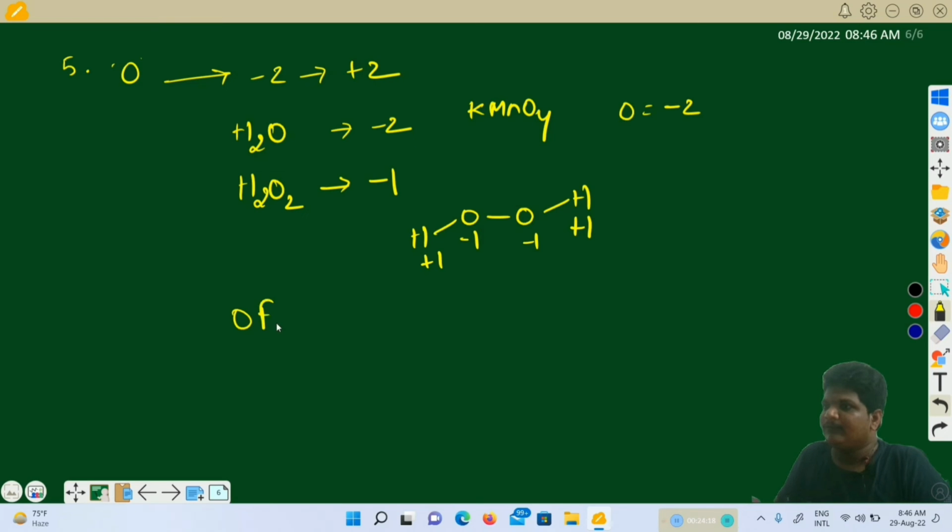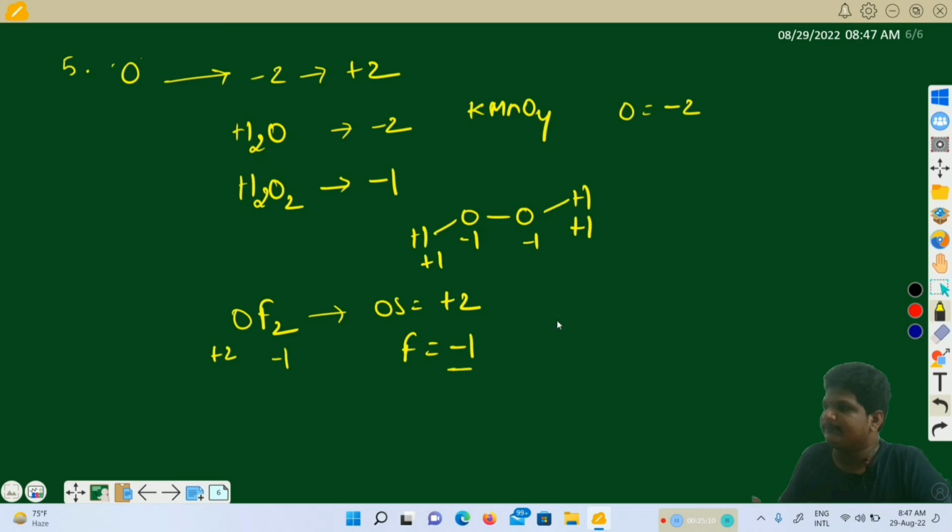take OF2. Fluorine always exhibits a negative oxidation number, since fluorine has the highest electronegativity. Each fluorine will have a -1 oxidation state, so the oxygen will have +2. So here oxygen will have a +2 oxidation state.